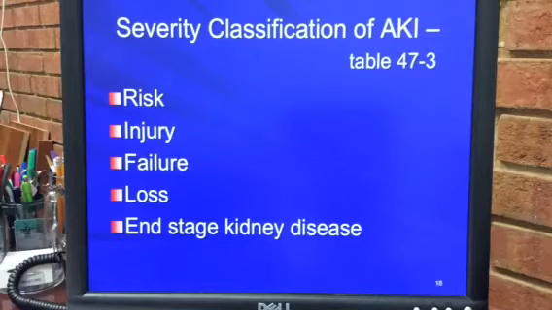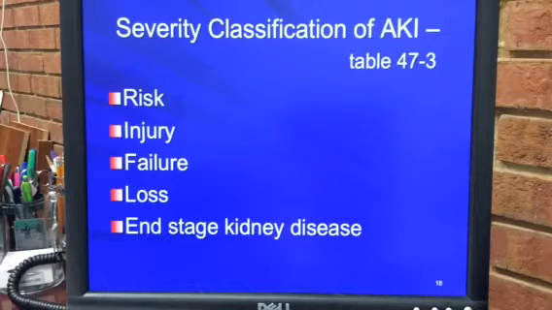In risk, you have serum creatinine that's increased or the GFR is decreased by 25%. In injury, you have serum creatinine that's twice the normal value or the GFR has gone down by 50%. There's also urine criteria that goes with these. In failure, serum creatinine has gone up 3 times or GFR has gone down by 75%, or you've got a serum creatinine of greater than 4, or you have an acute rise of more than half a milligram per deciliter.